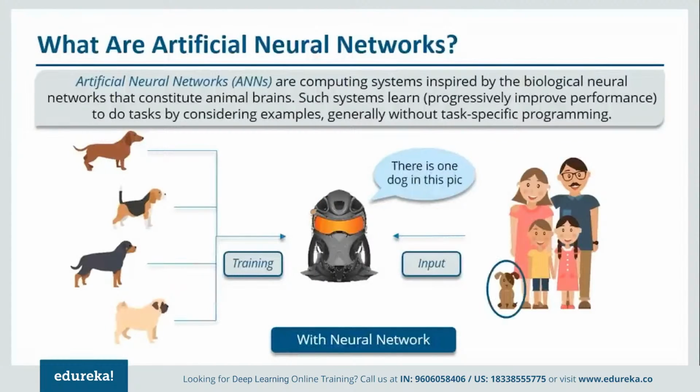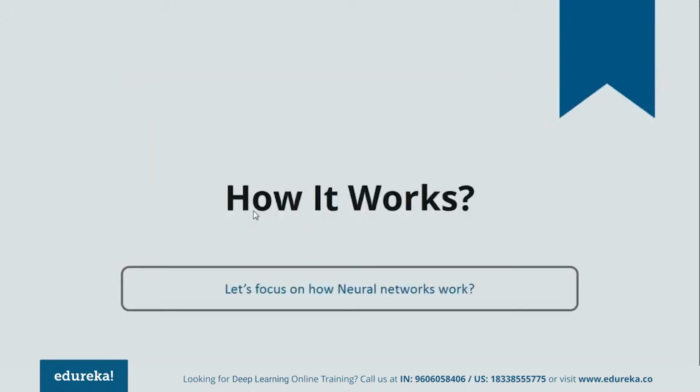Now, when I talk about neural networks, even if we have not trained our machine on this specific dog, it can still identify certain features of the dogs that we have trained on, match those features with the dog in this image, and identify that dog. So this happens all because of neural networks. This is just an example to show you how important neural networks are. Now I know you must be wondering how neural networks work, so let's move forward and understand how it actually works.